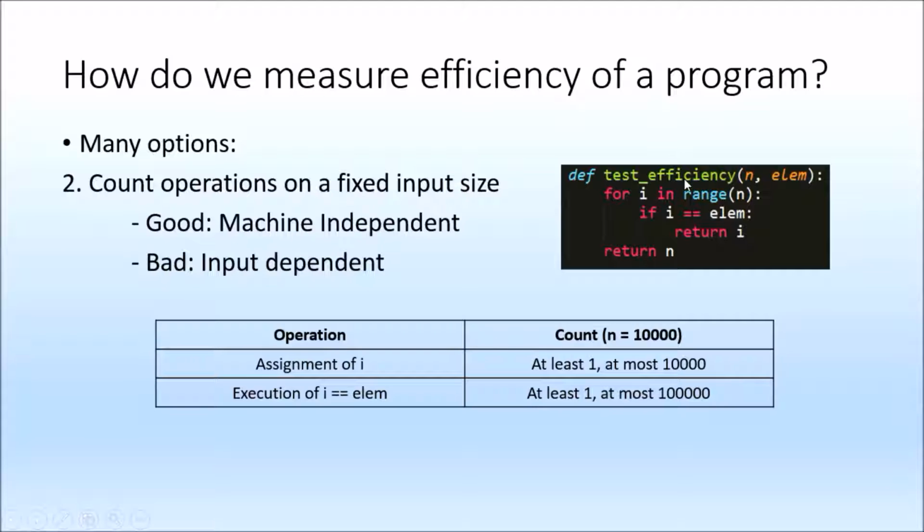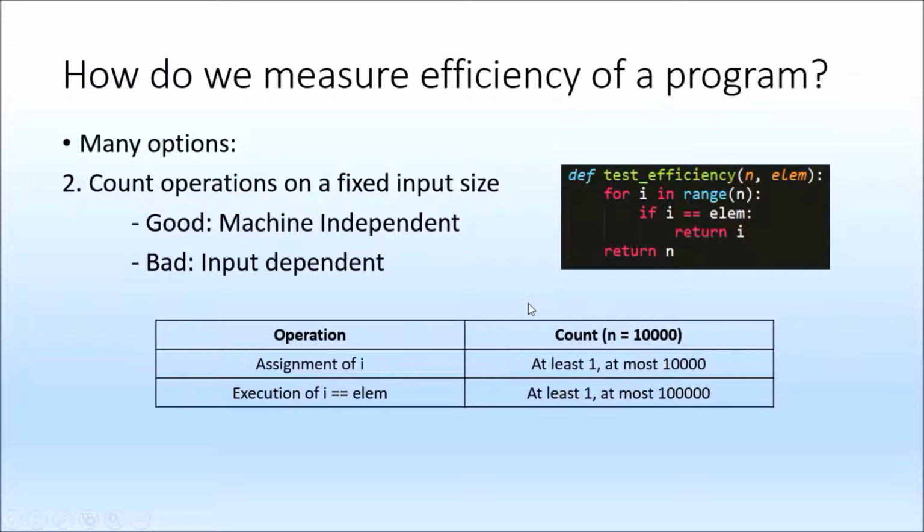Well, basically, think about this function. What are the two things I can think of, two operations I can immediately see, is that we're iterating through a range. So that means we're binding i. So every time we iterate through the for loop, we're assigning i to a value. So how many times does that happen? And then the next operation we're going to look at is the execution of inside the for loop. So evaluating this Boolean expression context, i double equals element. So how many times does that execute?